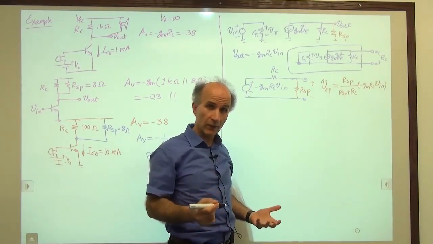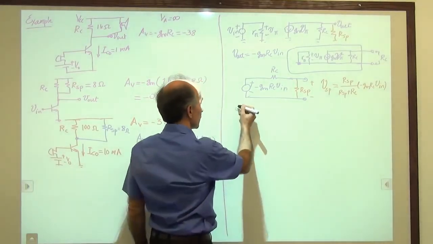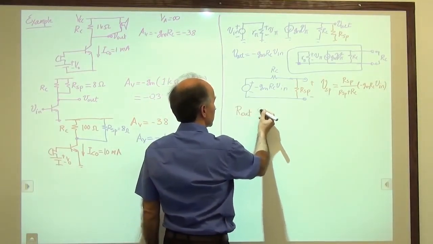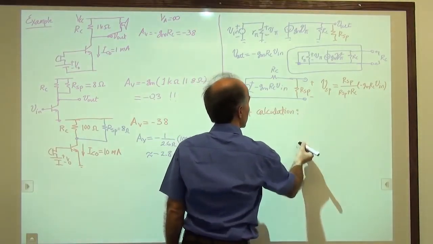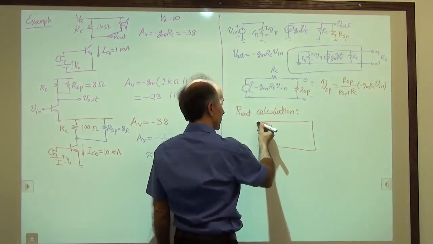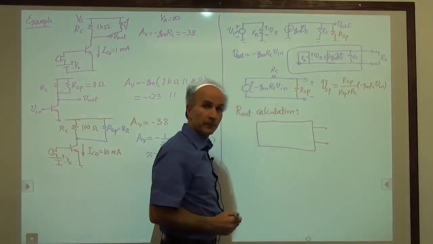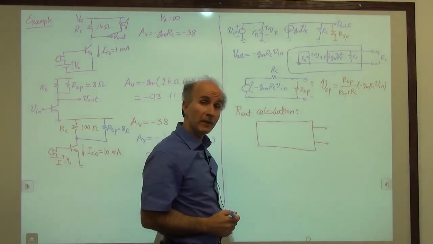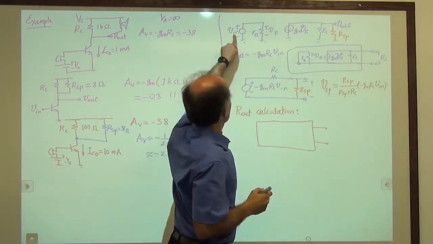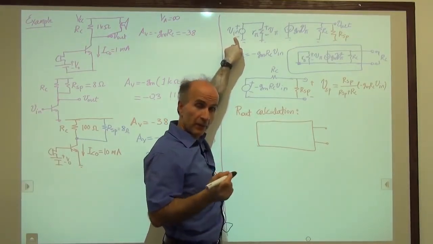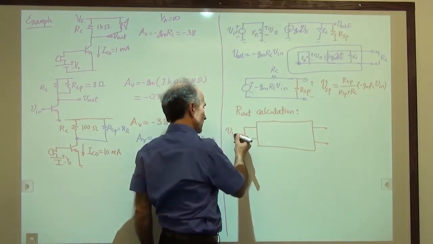So in fact, the output resistance calculation is nothing new. We have done this before in basic circuit theory. So R out calculation is like what we did before. We have a circuit and we are interested in calculating the output resistance. So we set all independent sources to 0, including the input voltage source. This guy has to go to 0 because it's independent. So I will draw that explicitly to show you that V in is set to 0.